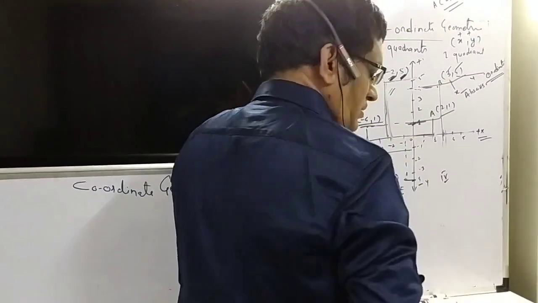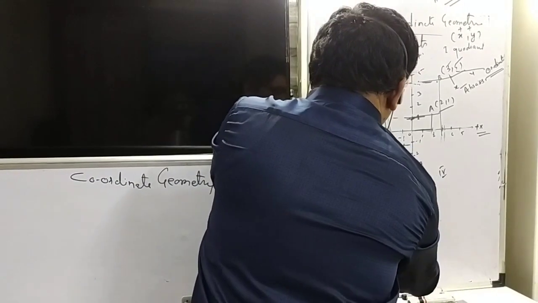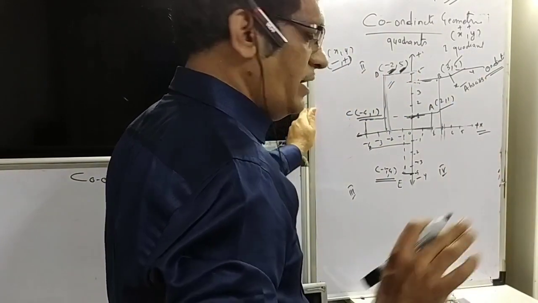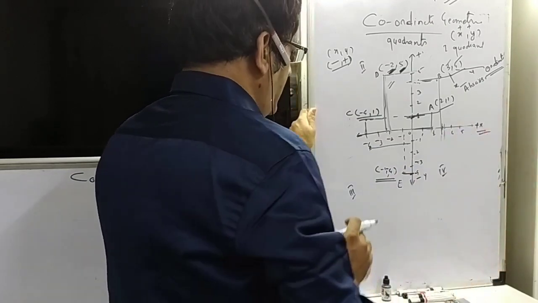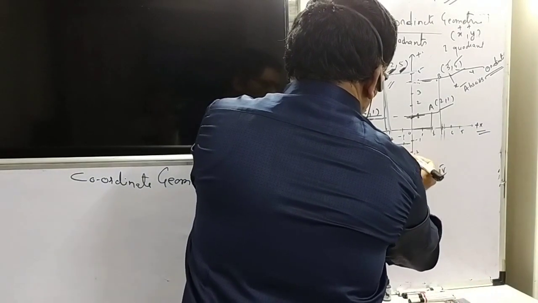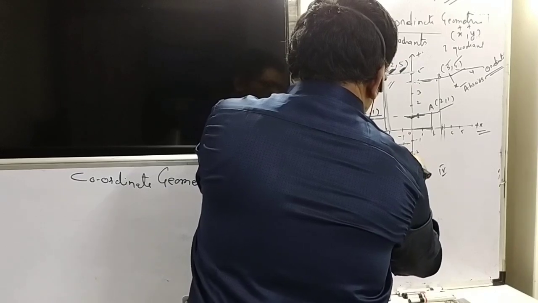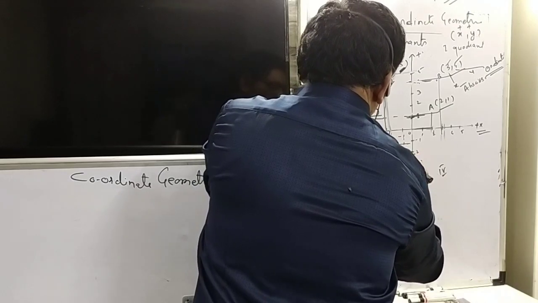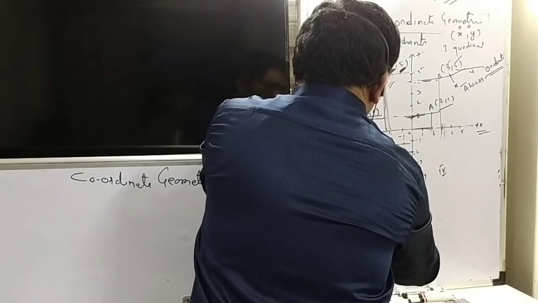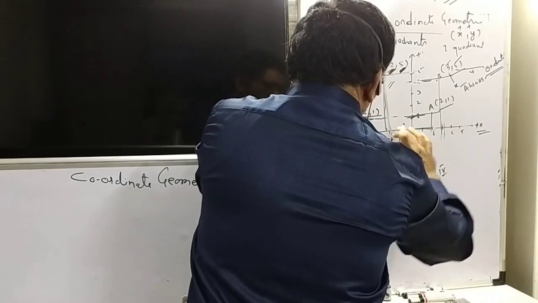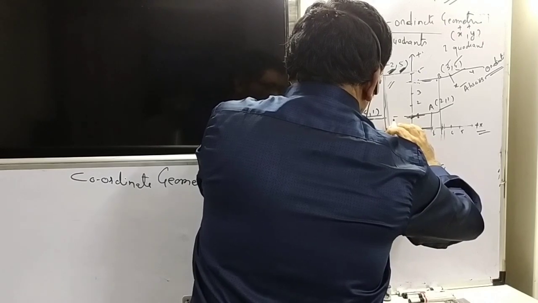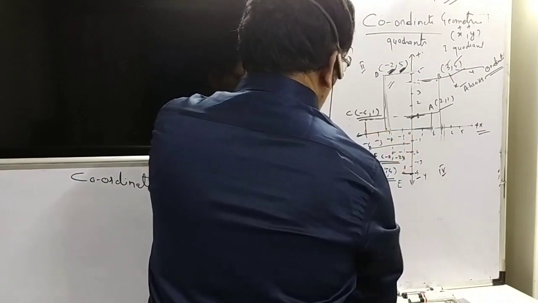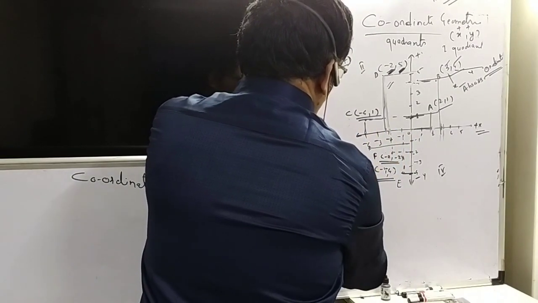Suppose another point has y value -4, so it is (-1, -4). Another point, say F. For F, we have to move left two places and down two places. Down means minus, so it is (-2, -2). Overall, in the third quadrant, x and y coordinates are both negative.